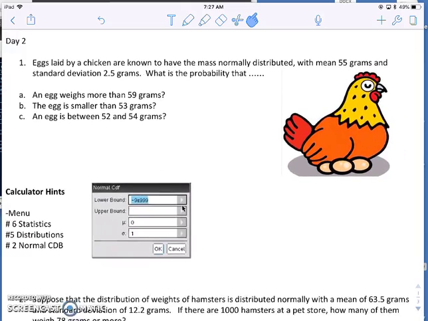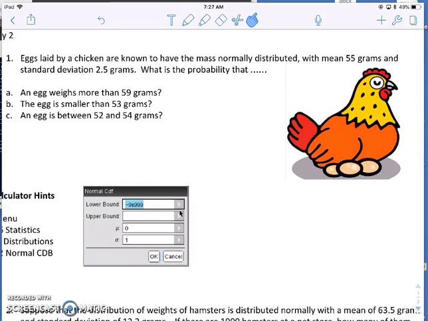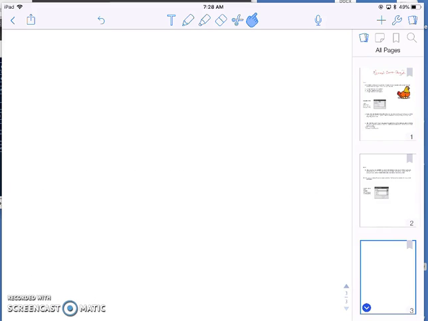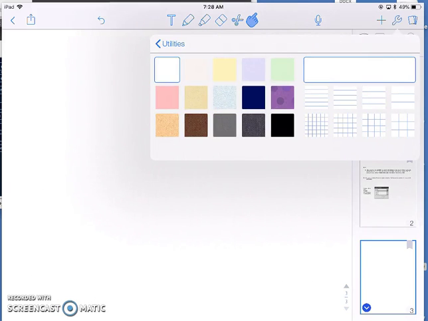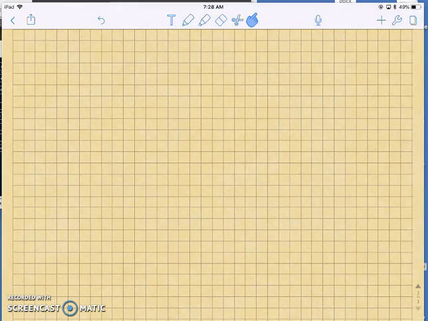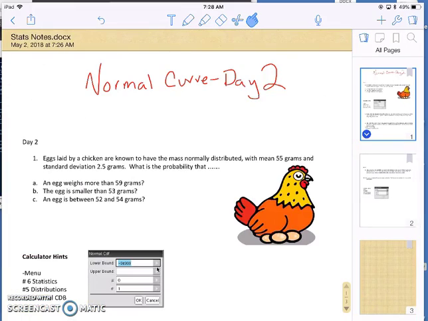So the first problem we're going to look at: eggs laid by a chicken are known to have a mass normally distributed with a mean of 55 grams and a standard deviation of 2.5 grams. What is the probability? Actually, I think I'm going to add this to a different page. We're going to need a little bit more room here.